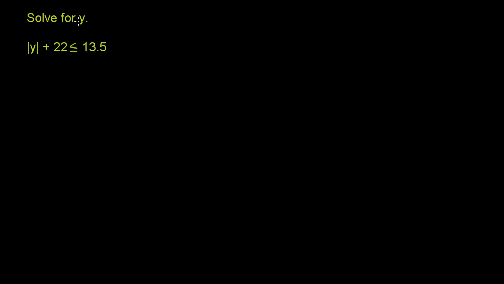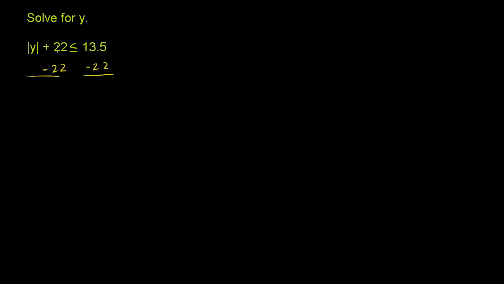We're told to solve for y, and we have this inequality that says that the absolute value of y plus 22 is less than or equal to 13.5. So a good place to start is maybe to just isolate the absolute value of y on the left-hand side of this inequality. And the best way to do that, we can subtract 22 from both sides. So let's subtract 22 from both sides.